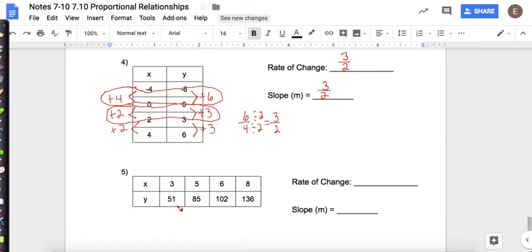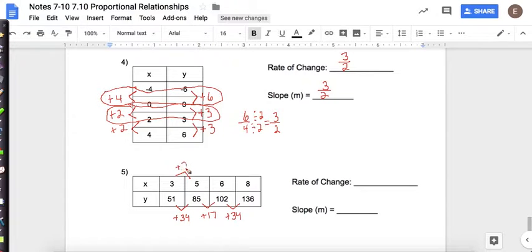So we're going to find the pattern of the y's first. 51 to 85. Now if you can't figure out the change here, you can always subtract those if you can't find the change in your head. But that is went up 34. And again, you could subtract them if you didn't know that this went up 17. And again, plus 34.